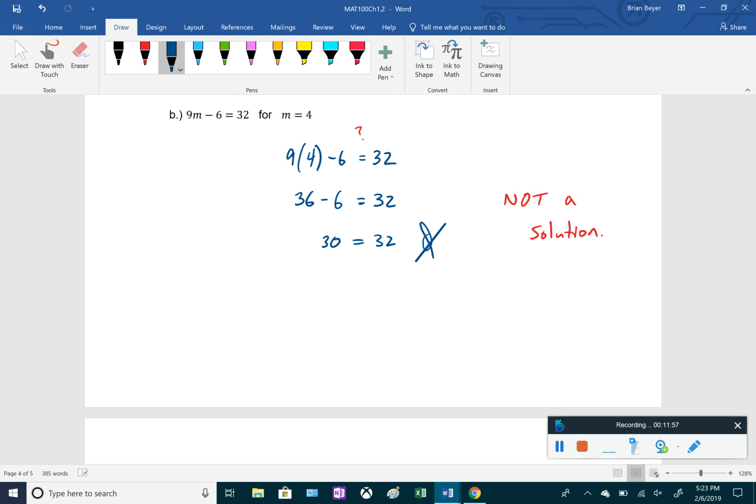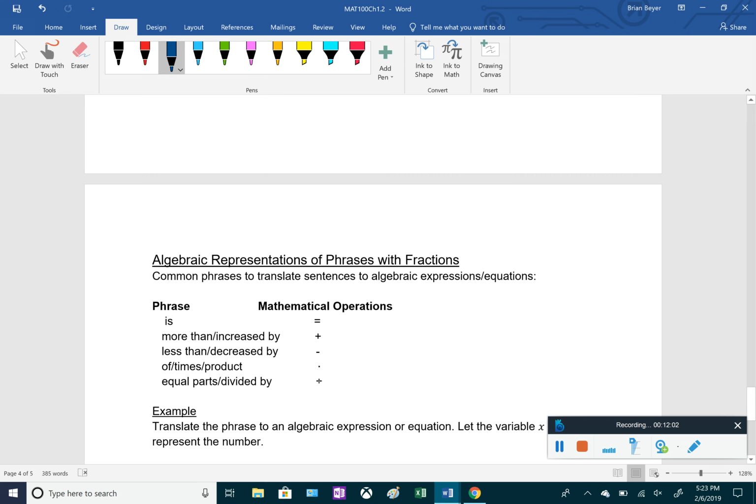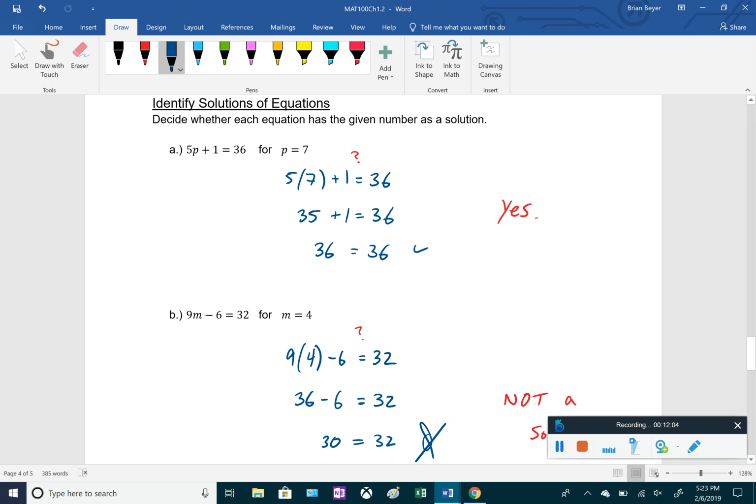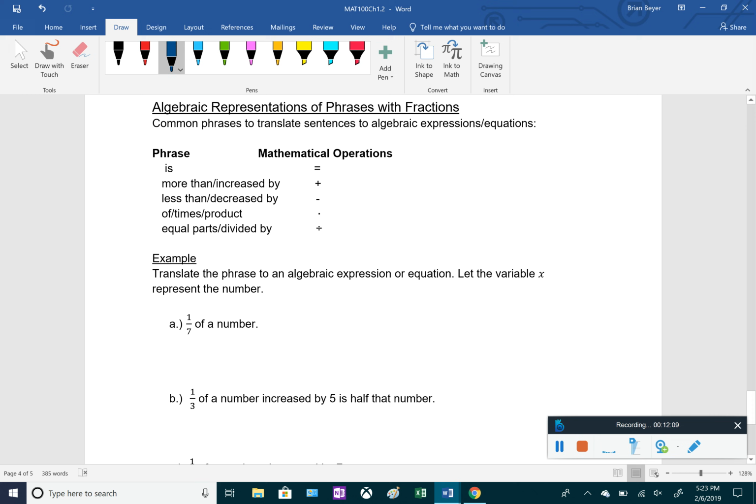Okay, that did not work. And for the last thing here, those were just as easy as plugging in and seeing if it was true, just making sure you're following order of operations. Last thing here is converting from a word problem, translating phrases to expressions or equations. So when we're doing that, I have some commonly used phrases and then their mathematical operation. If you see the phrase is or is the result in, that would be the operation equals.